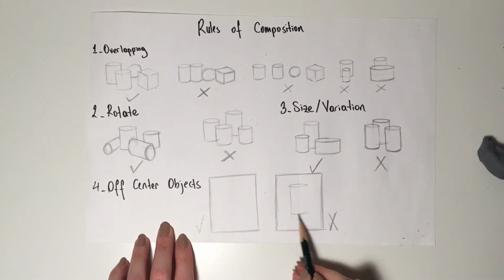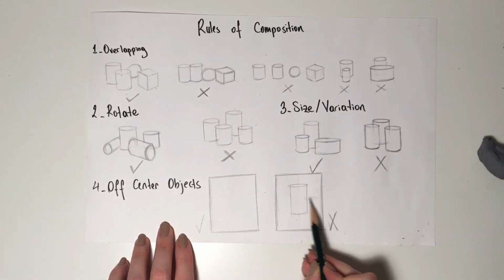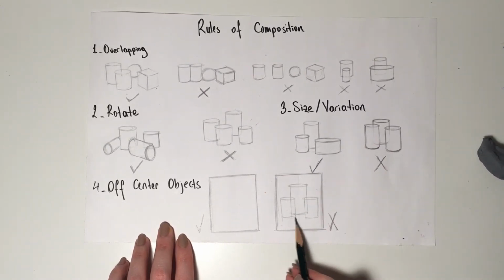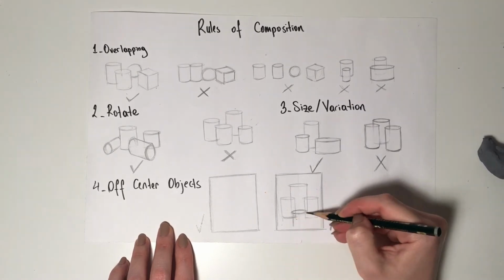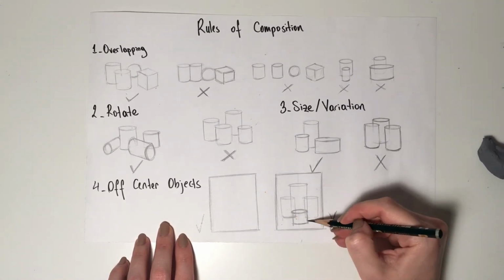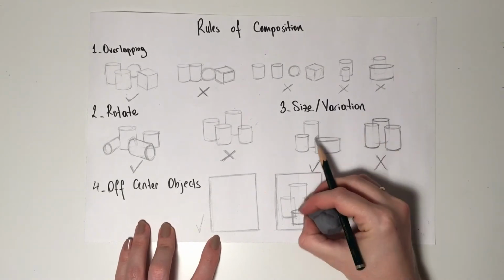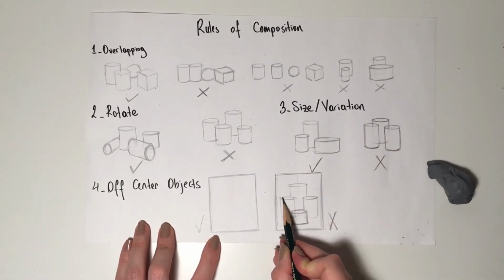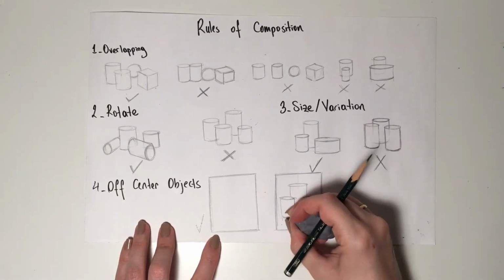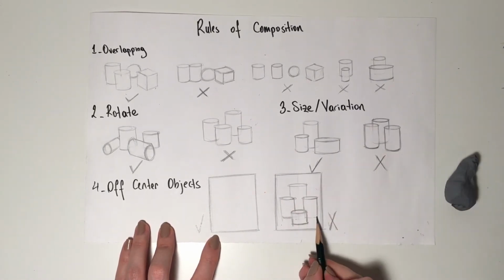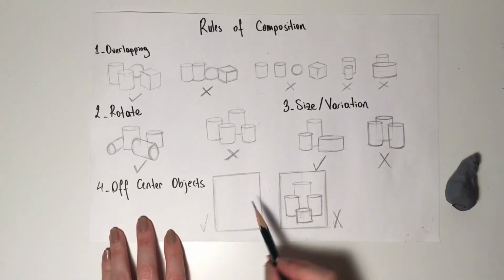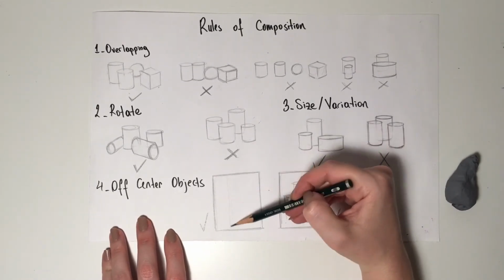So this one on the right, this is what you shouldn't do. You shouldn't create your composition exactly at the center of your paper, and don't create a symmetrical composition like this one. It just makes your composition look very flat and two-dimensional. This is something we should avoid. We want it to look realistic.